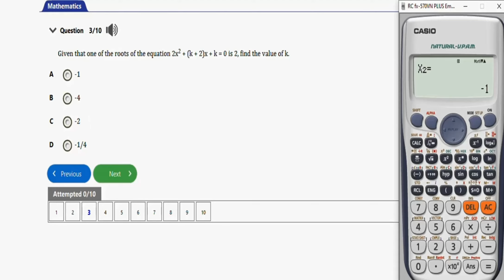Now let's still check other options to verify if we're going to get any 2. So when k is negative 2, minus 2 plus 2 gives you 0. So it will not work, guys. In fact, the answer is option B, so no need checking them. So that's it for that question. Let's go for the next question.